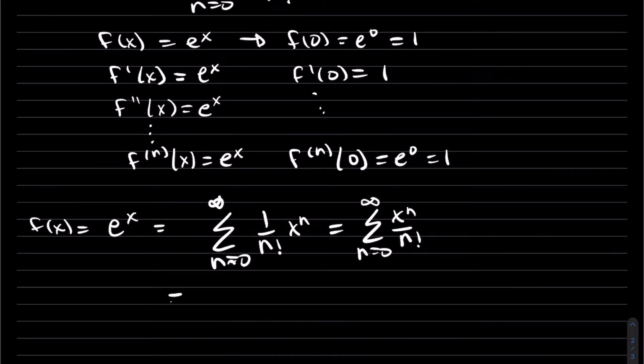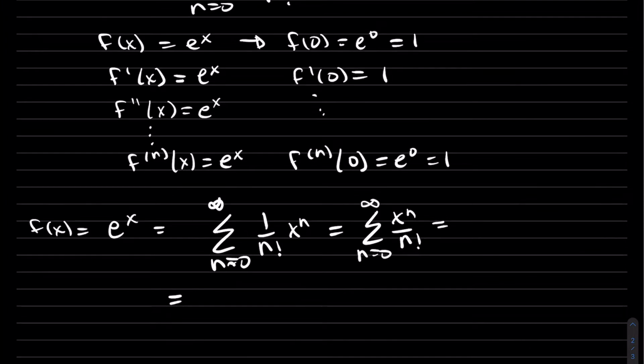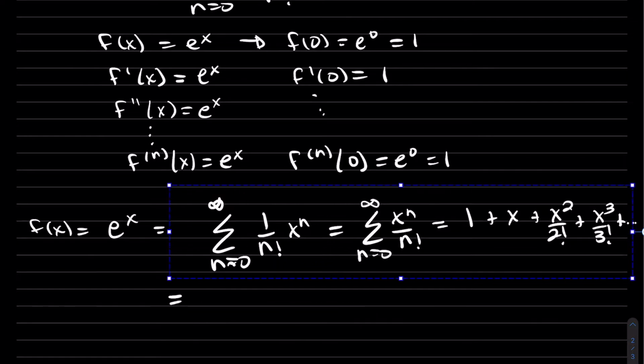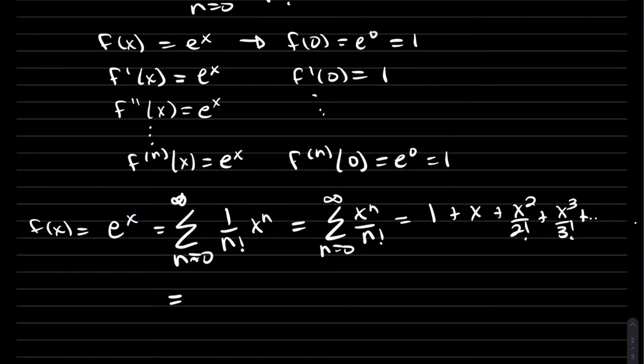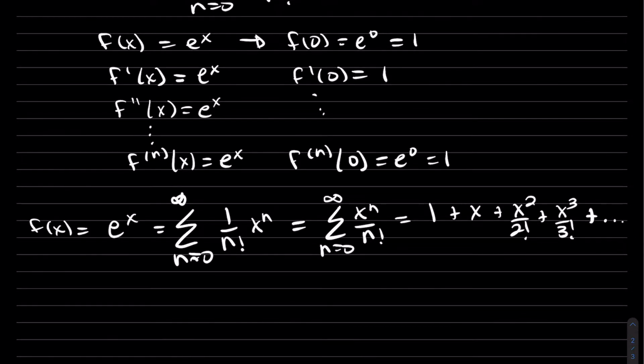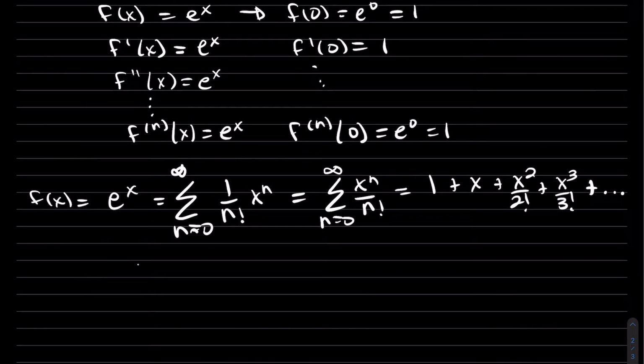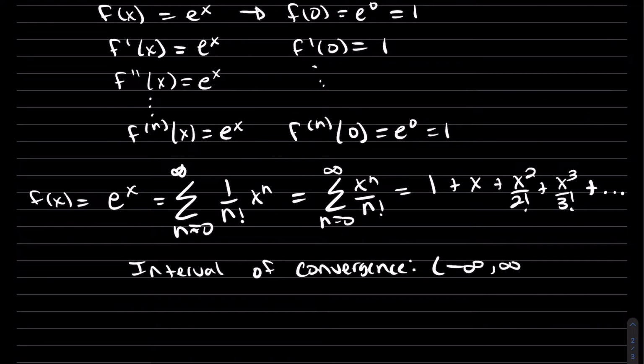And we can write this out. Plug in 0. We get x to the 0 all over 0 factorial, which is 1. x to the 1 over 1 factorial is just x. x squared all over 2 factorial. And we can see that pattern continues. Pretty simple series. This interval of convergence, by the way, is all real numbers.